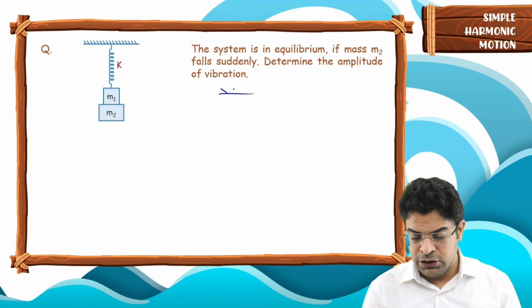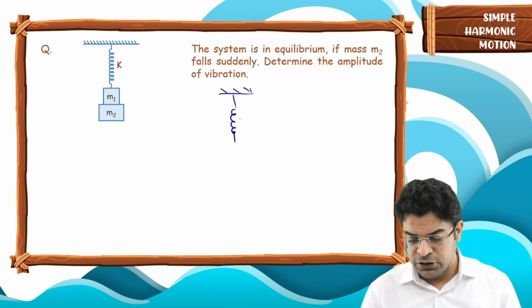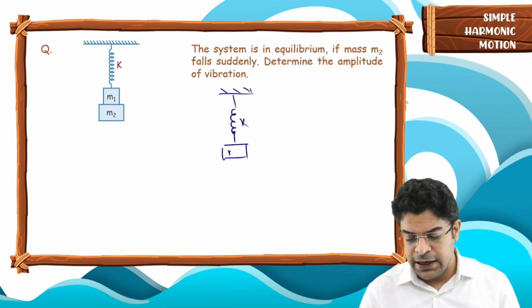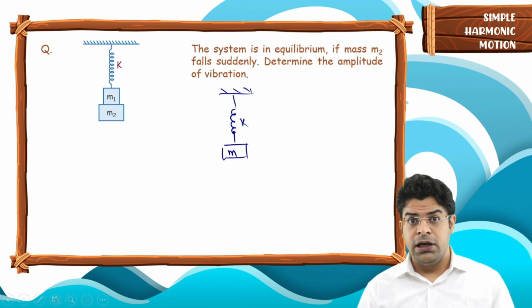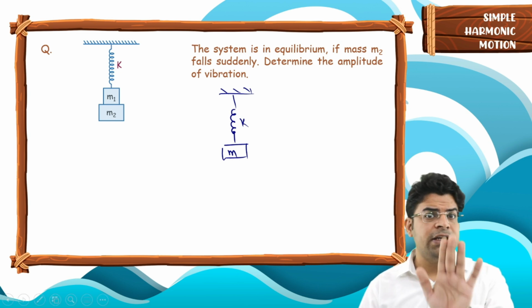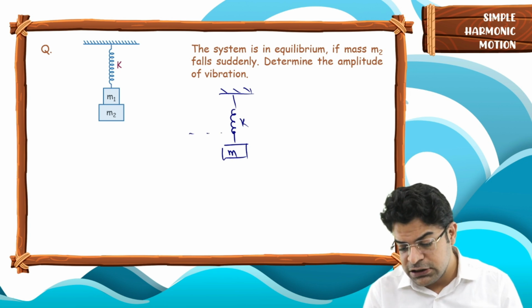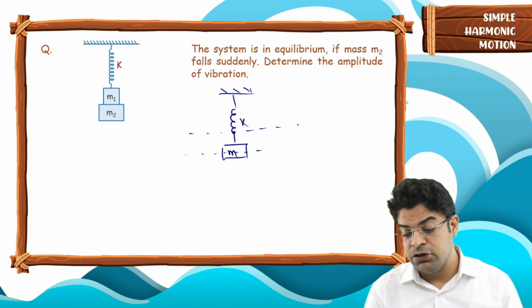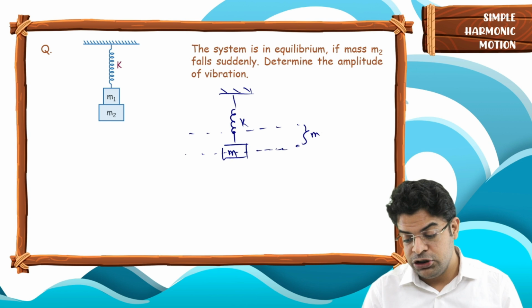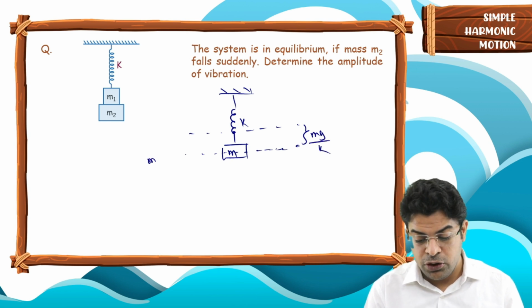So let's say, we have got this spring of spring constant k, and let's say right now the block is in equilibrium. If I say that right now the block is in equilibrium, it means that there has to be already some elongation in the spring, equal to how much? Equal to mg by k, and this will be your mean position, right?